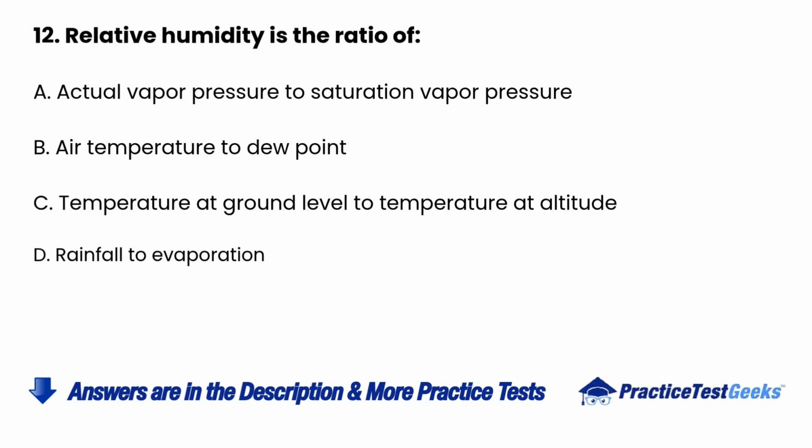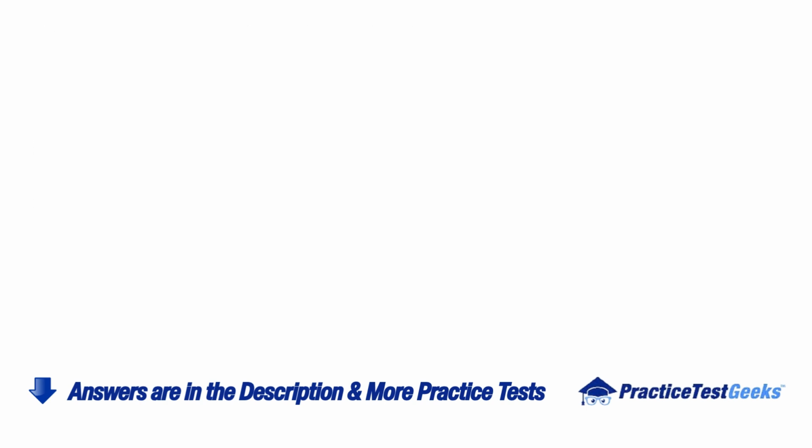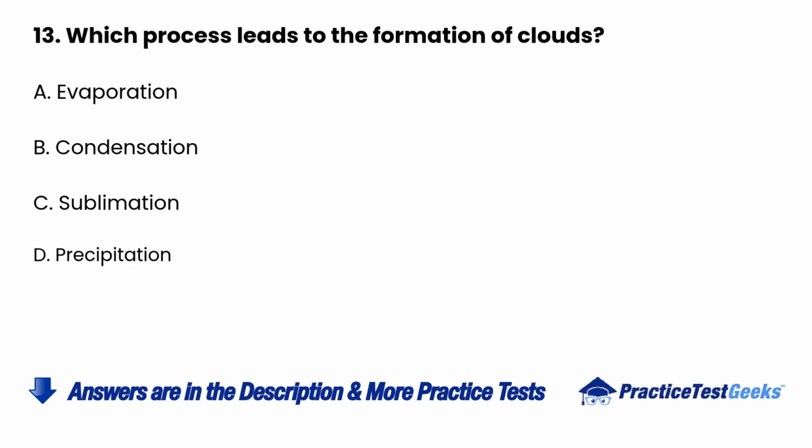B. Air temperature to dew point. C. Temperature at ground level to temperature at altitude. D. Rainfall to evaporation. 13. Which process leads to the formation of clouds? A. Evaporation. B. Condensation. C. Sublimation.